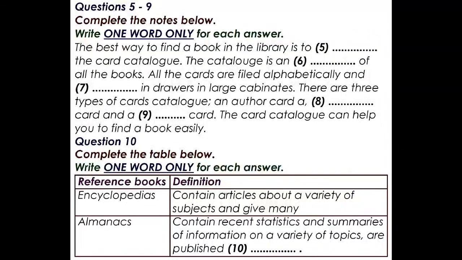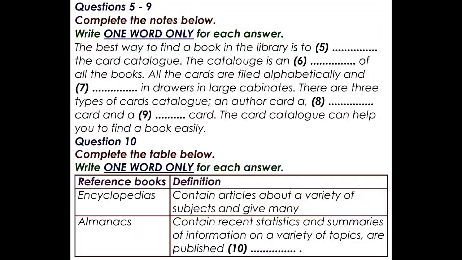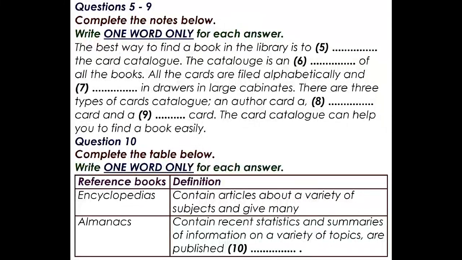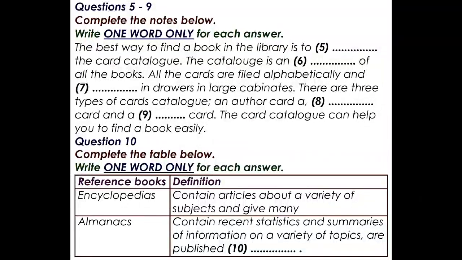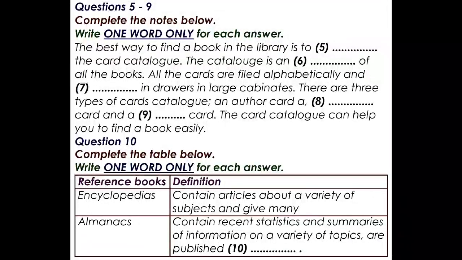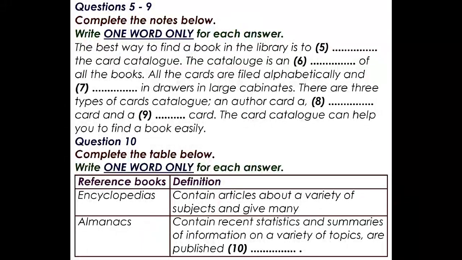The card catalogue can help you locate a particular book, a book on a certain subject, or a book by a particular author. In the card catalogue, each book has 3 cards, an author card, a title card and a subject card. The author card is alphabetized under the author's name. The title card is filed alphabetically according to the title of the book. The subject card is filed alphabetically under the name of the subject of the book.